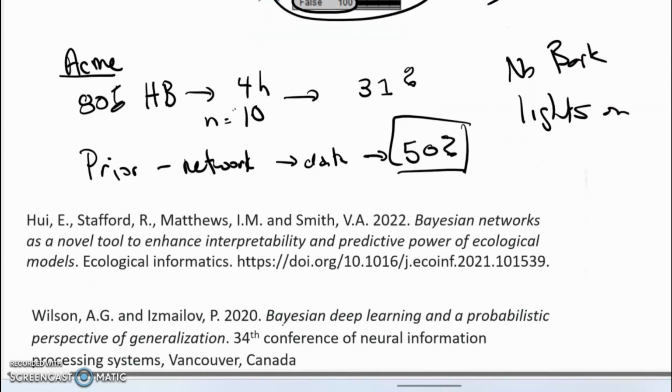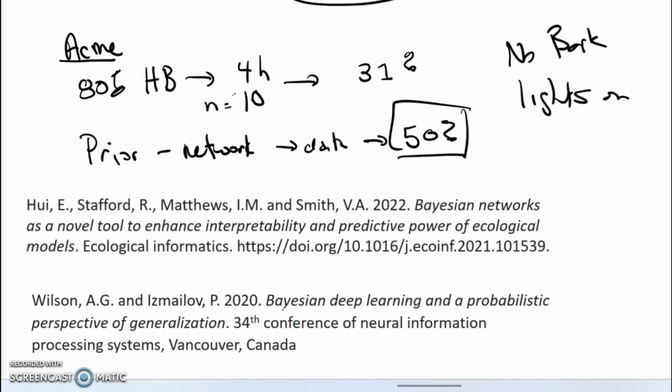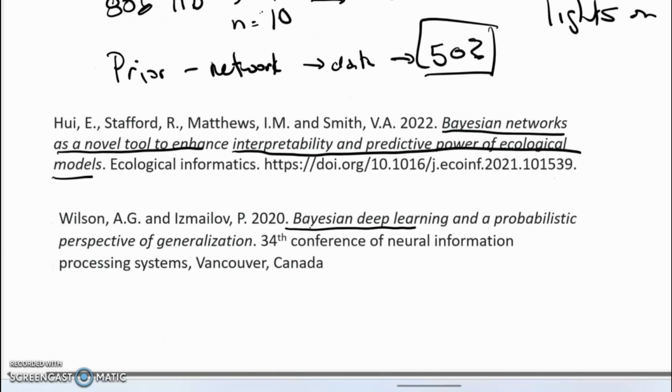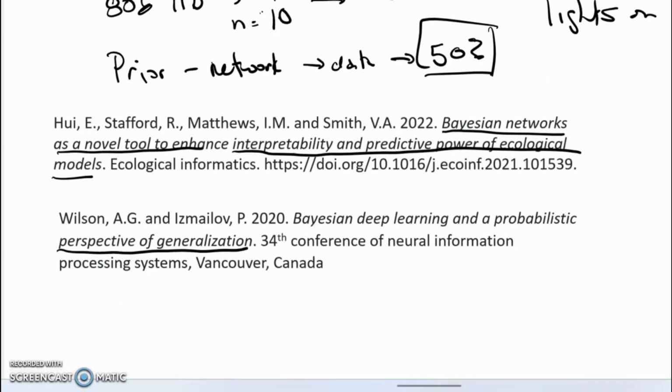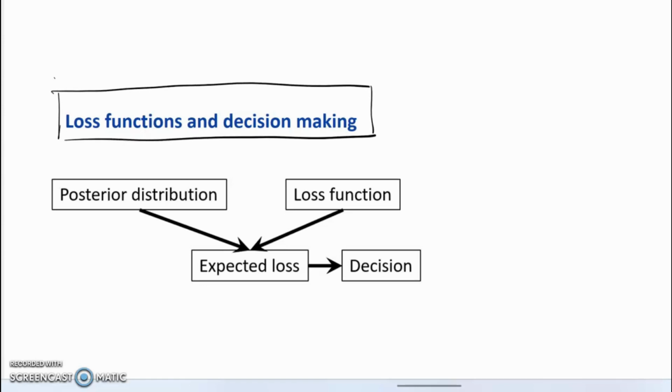So, big picture, Bayesian approaches are really powerful. We can see, and these are just a couple of papers I found, I didn't read them in any detail, that Bayesian networks are a novel tool to enhance the interpretability and predictive power of ecological models. So you can see one application. We look at this paper, it talks about Bayesian deep learning and a probabilistic perspective of generalization. So we can see that Bayesian thinking isn't limited to hierarchical models, that it extends all the way into deep learning and artificial intelligence.